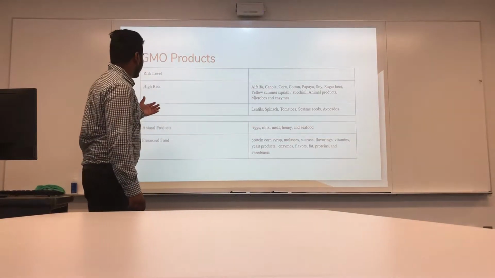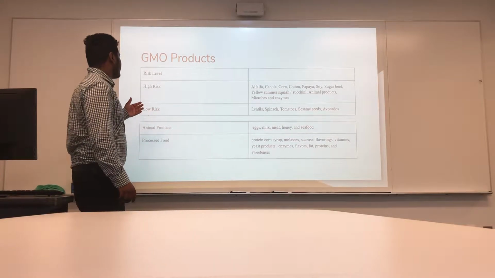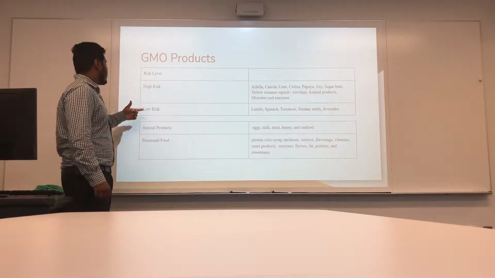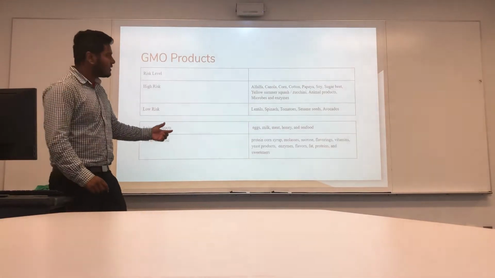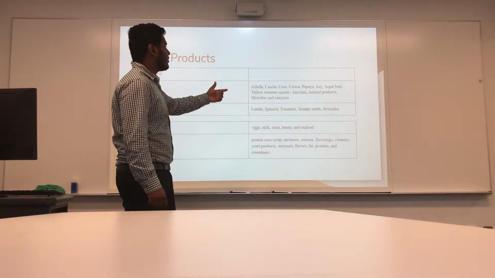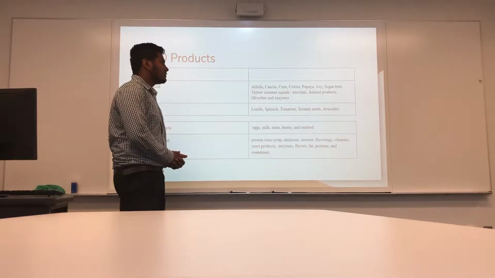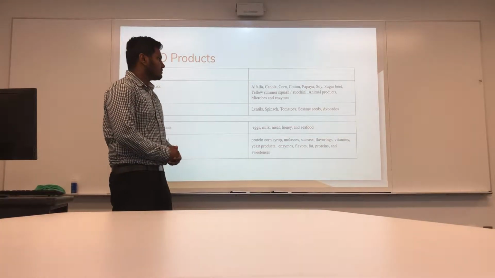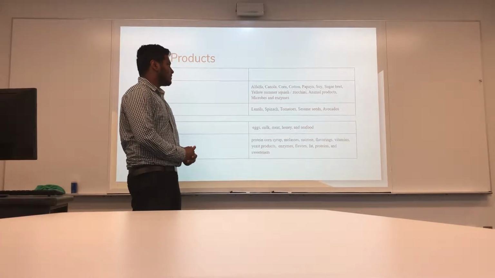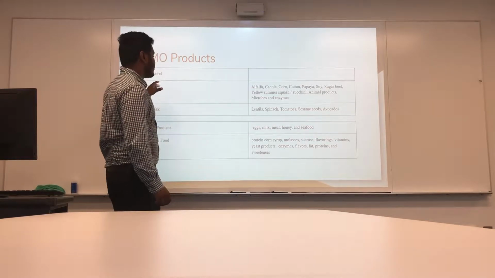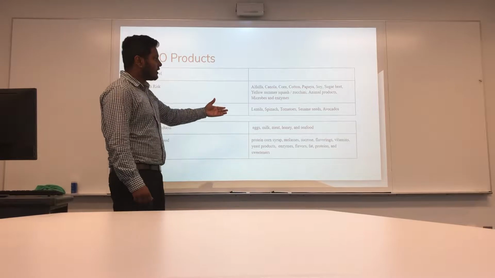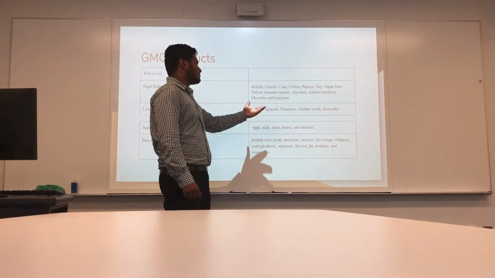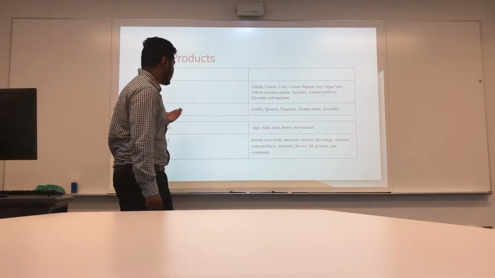This is also another representation of which foods have a high risk versus a low risk. So alfalfa, canola, corn, cotton, papaya, soy, sugar beet, yellow squash, zucchini, animal products. We have to watch out for those because those have a higher risk of being genetically modified. And lentils, spinach, tomatoes, sesame seeds, and avocados have a low risk.